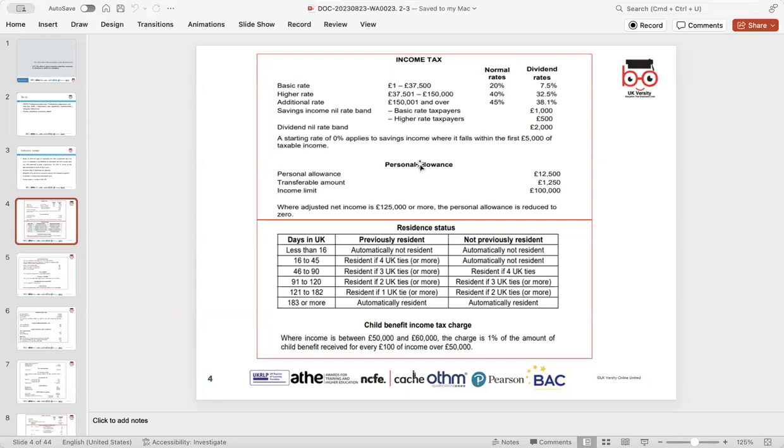Another important consideration is the resident status, which determines an individual's tax liability in the UK. Your resident status is determined by the number of days you spend in the UK and your ties to the country. Being resident or non-resident can have significant implications for your tax obligations. Resident status refers to whether an individual is considered a resident or non-resident for tax purposes in the UK. The status depends on the number of days spent in the UK and the individual's ties to the country.